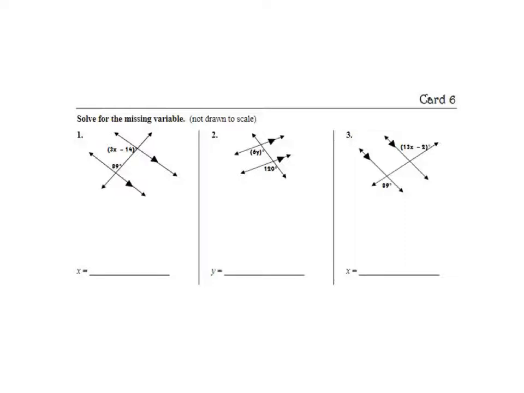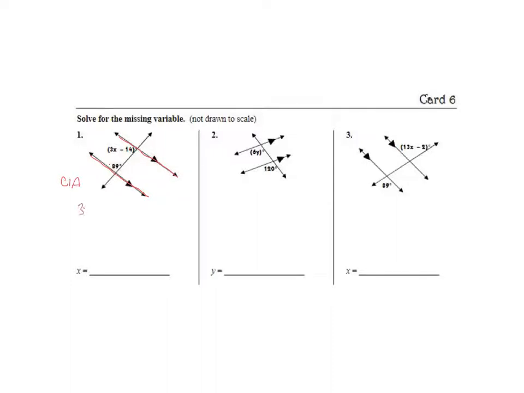All right, so card 6, we have 3 different problems on it. Our first one, we have 2 angles that are given to us, and you can see that we have 2 lines that are parallel. So we have a parallel line here and here, and then we have the transversal coming through. So if we look at the location of this angle and this angle, what we should recognize is that those are consecutive interior angles, and so therefore their sum would equal 180.